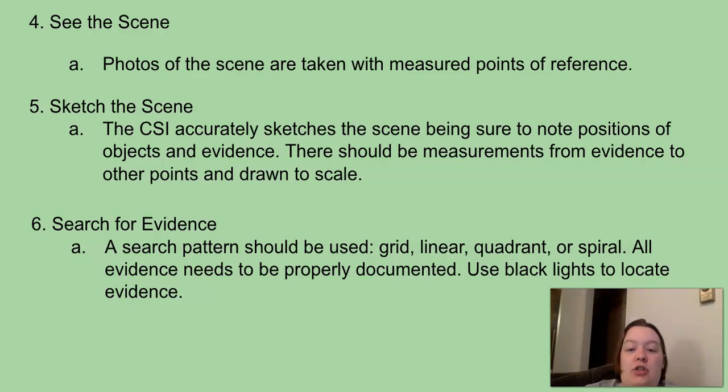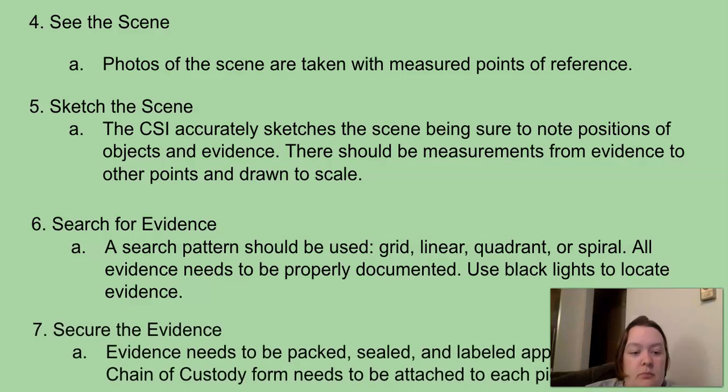Now they actually search for evidence. We might have found some pieces, they might have been obvious, but we've got to search to see if there's anything else. This is when a search pattern is used. There's many types of search patterns, we'll talk about them. You search for the evidence, everything is documented. This is where they might pull out the black lights to locate biological evidence as well.